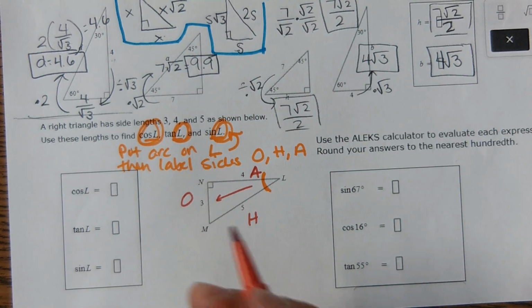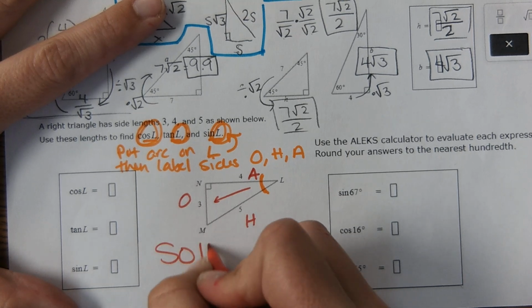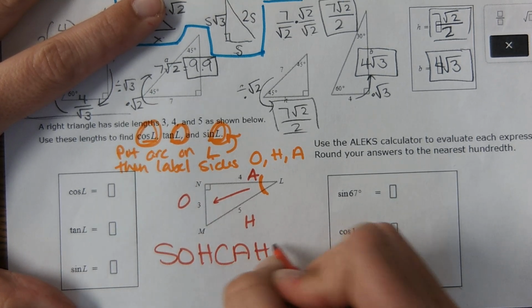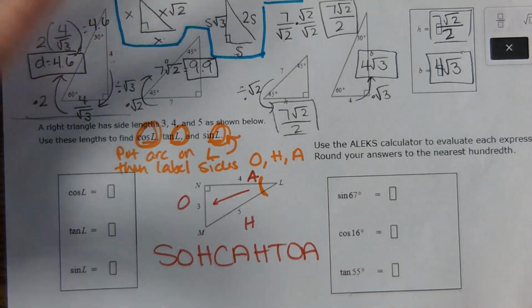Then to make these ratios, we need to use SOHCAHTOA. So write that on your paper and don't misspell it because then it'll mess it up. SOHCAHTOA.